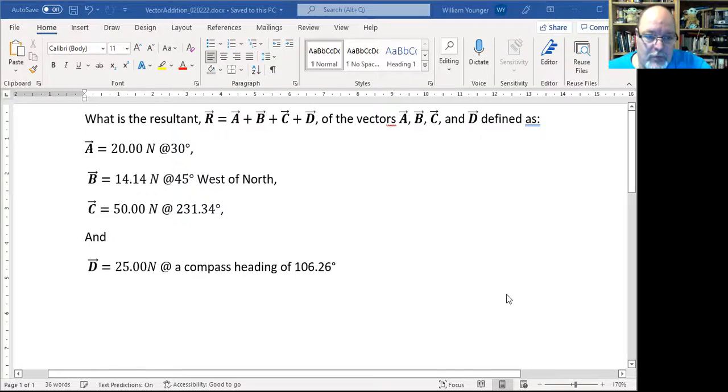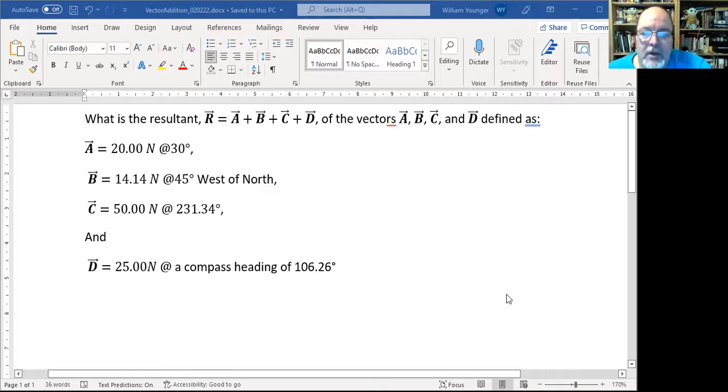I'm asking what is the resultant, which is another word for the sum of all the vectors. In this case, it's going to be called R for resultant, and it's the vector R is equal to A plus B plus C plus D. When we write vectors, we usually take their symbol, use a capital letter, and then put an arrow over top of it. When you type them, you usually just use bold print.